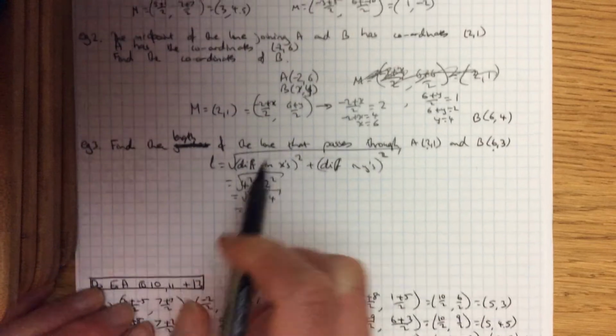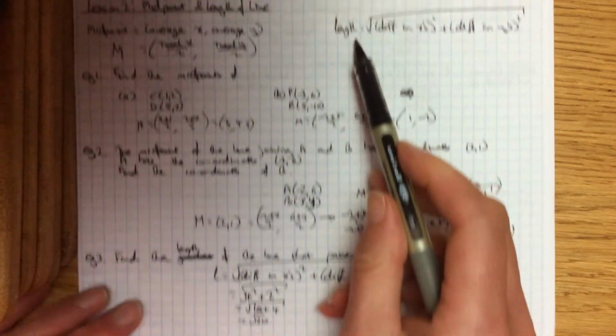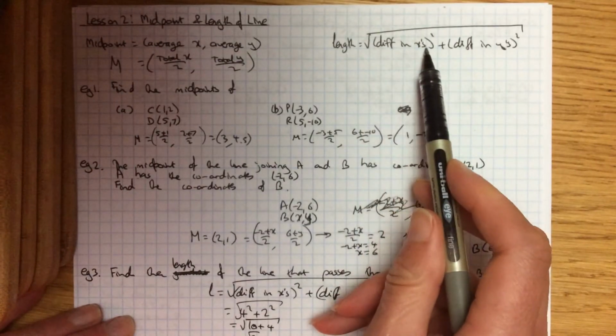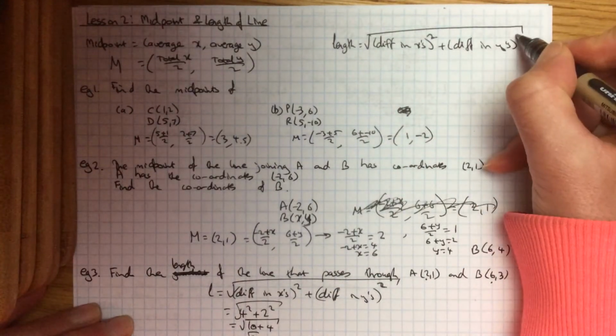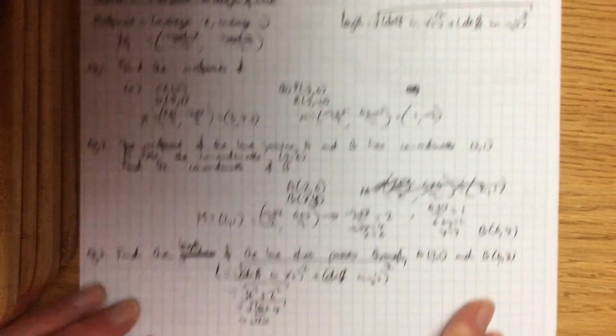And the next thing I have to look at is the length of a line. The length of the line is the difference in the x's squared plus the difference in the y's squared. And then you square root the whole answer.